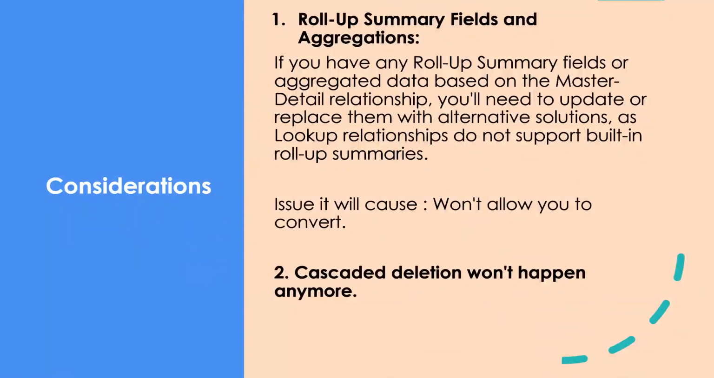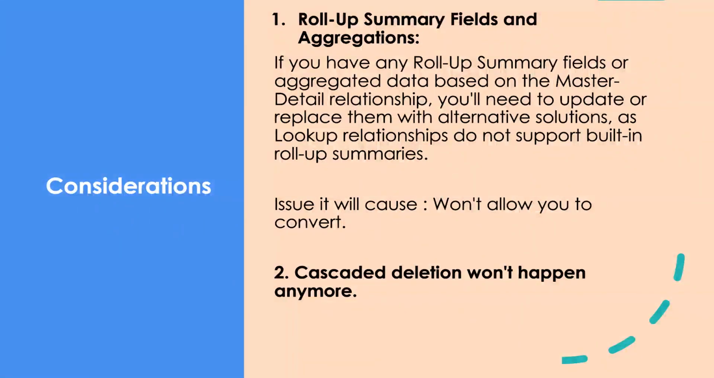Whenever you're converting a master detail field into a lookup relationship field, you need to have a backup plan for your roll-up summary fields, because with a lookup relationship you cannot have a roll-up summary field. If two objects are only connected with a lookup relationship, then you cannot create a roll-up summary field on the parent object, because the roll-up summary option is only available on the master object if the two objects are tied to each other with a master detail relationship.